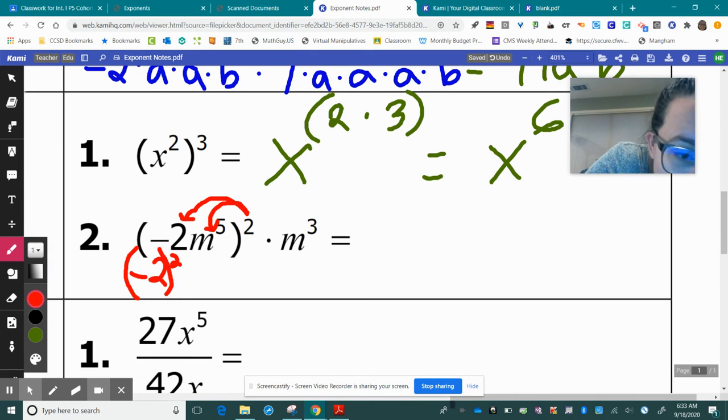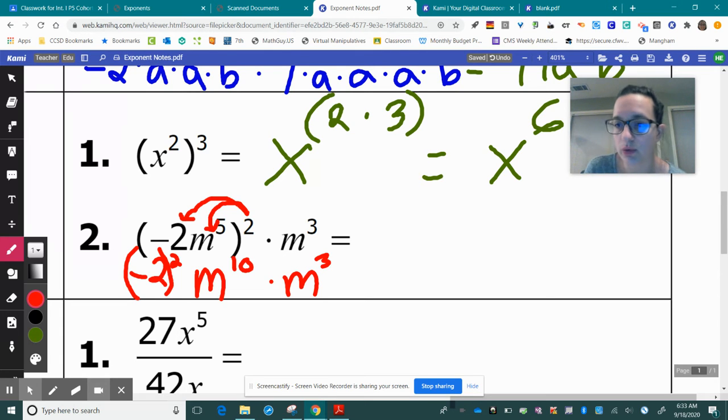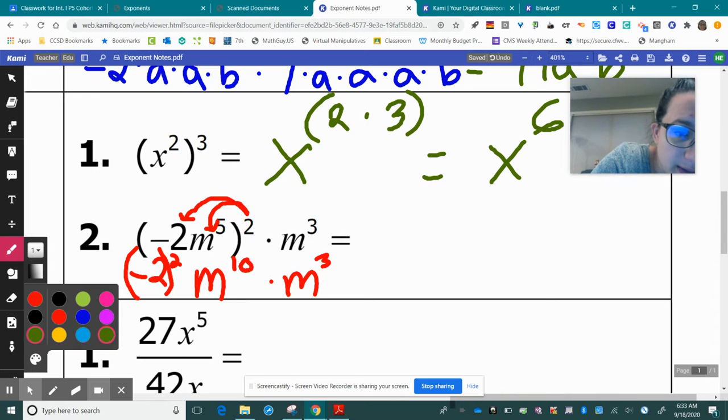Okay, so our next one, we have m to the 5 to the 2. So if it's a power rule, we do that next lower level of multiplication. 5 times 2 is 10. And then we have times m cubed. This m cubed is just tagging along for now. We took care of our power rule. Done. We still have a few more things, like let's simplify our exponent there. So we have negative 2 times negative 2, which is positive 4.